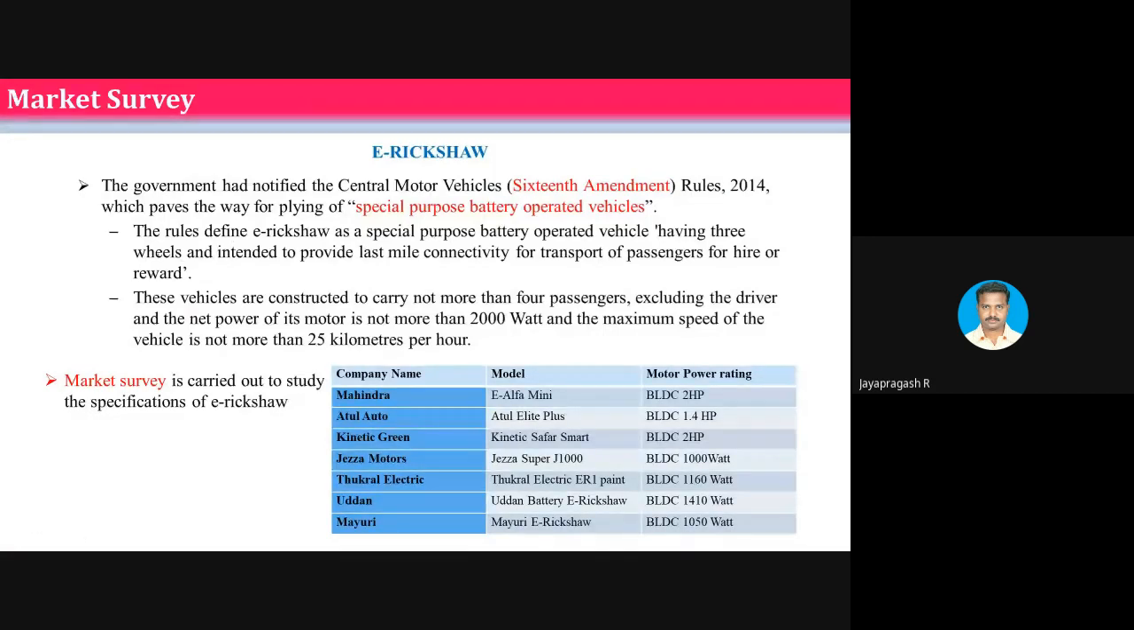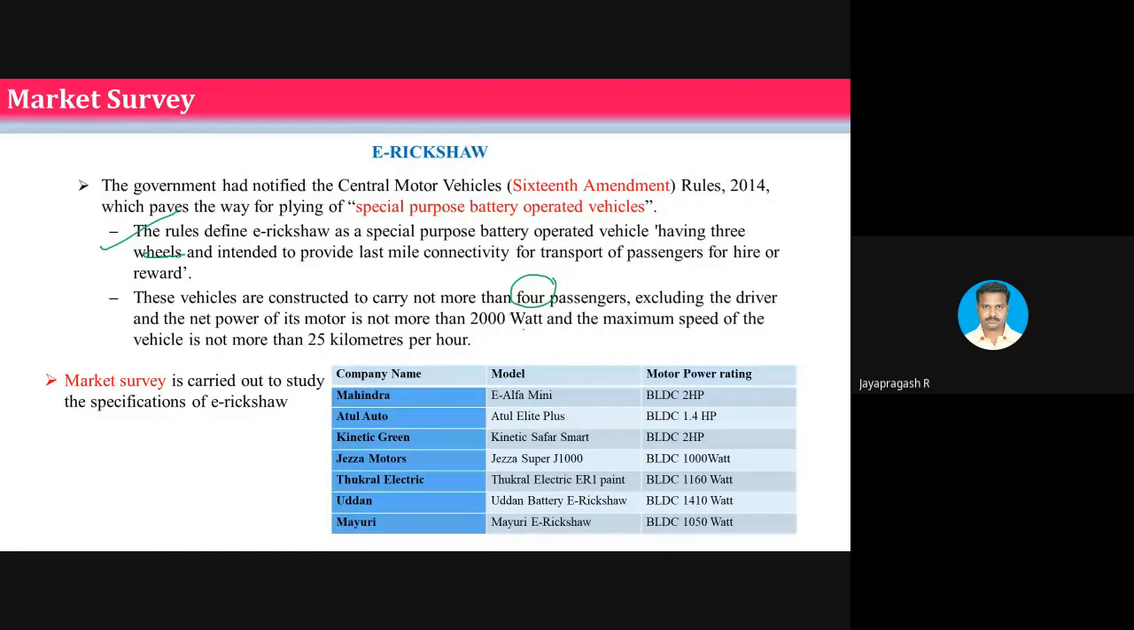According to this, the rule defined e-rickshaw as a special purpose battery operated vehicle having three wheels and intended to provide last mile connectivity for transport of passengers for hire or reward. I'm just reading as it is. This is a rule actually. These vehicles are constructed to carry not more than 4 passengers. A three-wheeler should carry only that, but nowadays it is not a trend actually.